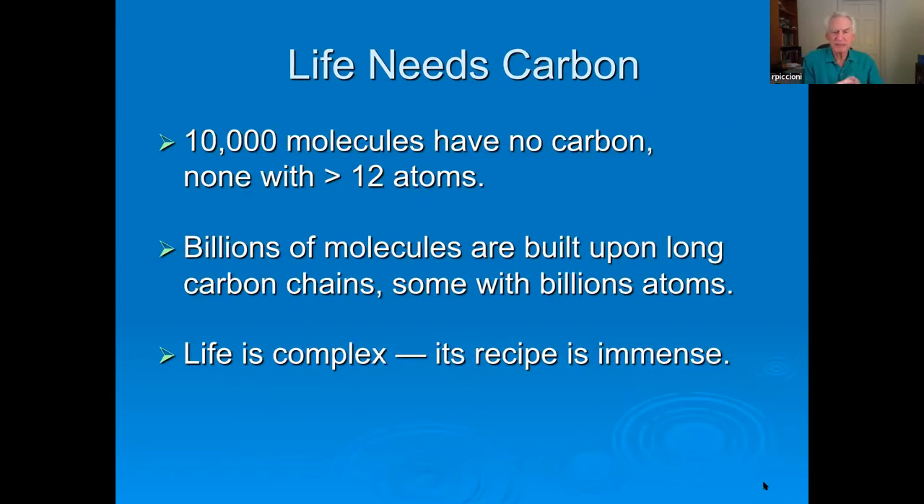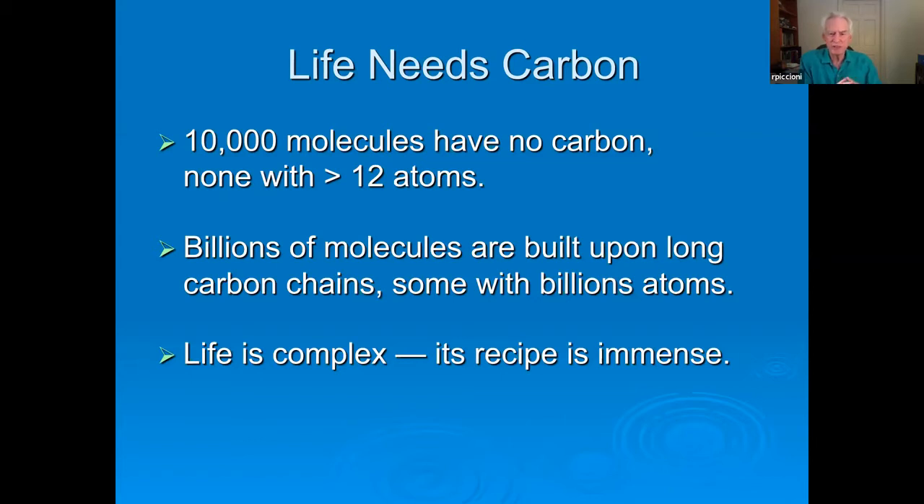And more than that, life requires carbon. There are only about 10,000 molecules that can be created by all of the elements on the periodic table if you omit carbon. And none of those molecules have more than about a dozen atoms. And that's not nearly complicated enough to store the recipe of any form of life.